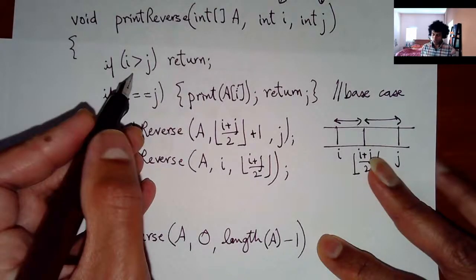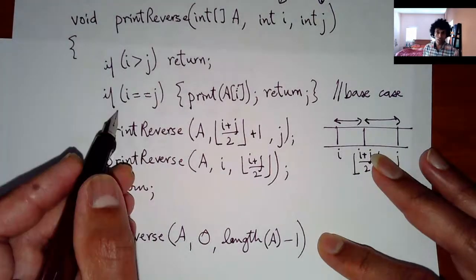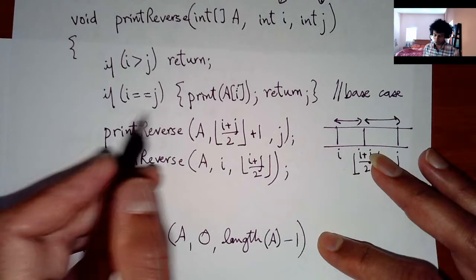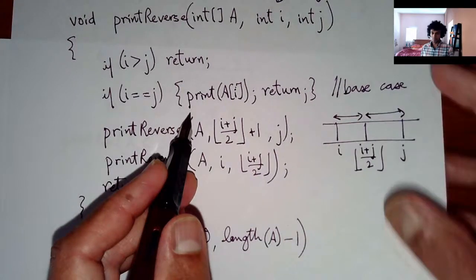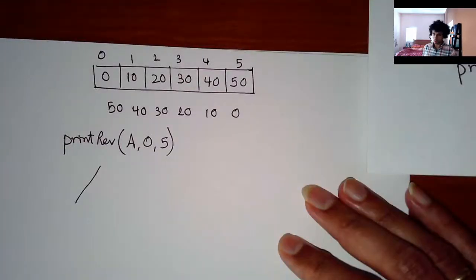Now i is not greater than j, so this is not going to happen. i is not equal to j, this is not going to happen. Remember, i and j are 0 and 5. So now it's going to make two recursive calls. I'm just going to write this out over here. So here's the first recursive call.